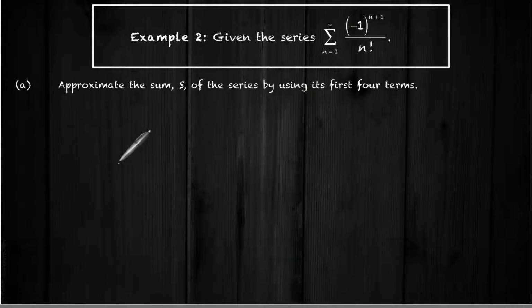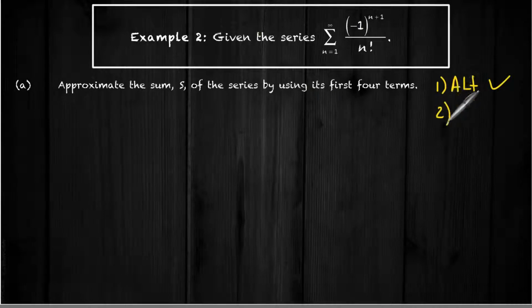Okay, this next example says, given the series summation from n equals 1 to infinity of -1 to the n plus 1 over n factorial, approximate the sum S of the series by using its first four terms. So, first thing we need to prove is that this is a convergent series before we even use anything else. So, we see, first of all, that it is an alternating series. So, it's alternating in its terms.